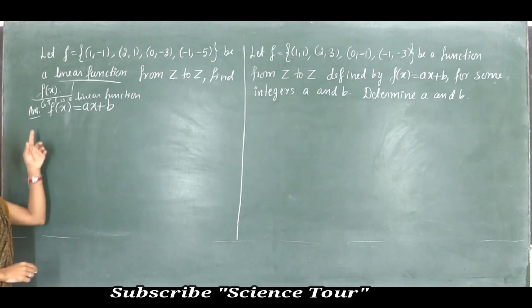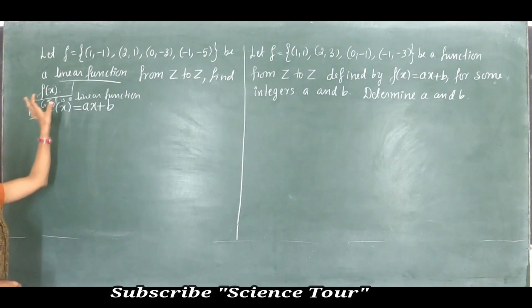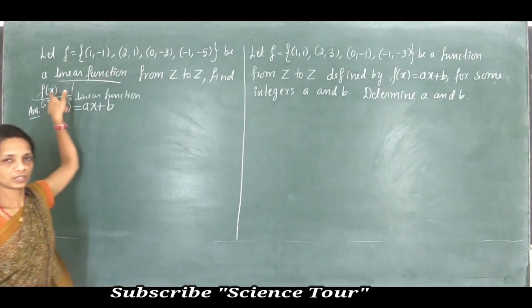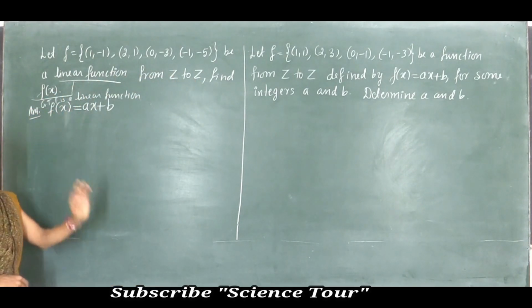So f of x is in this form, f of x equal to ax plus b, and here in this question you have to find out what is f of x. So we started like this. Okay, f of x equal to ax plus b.